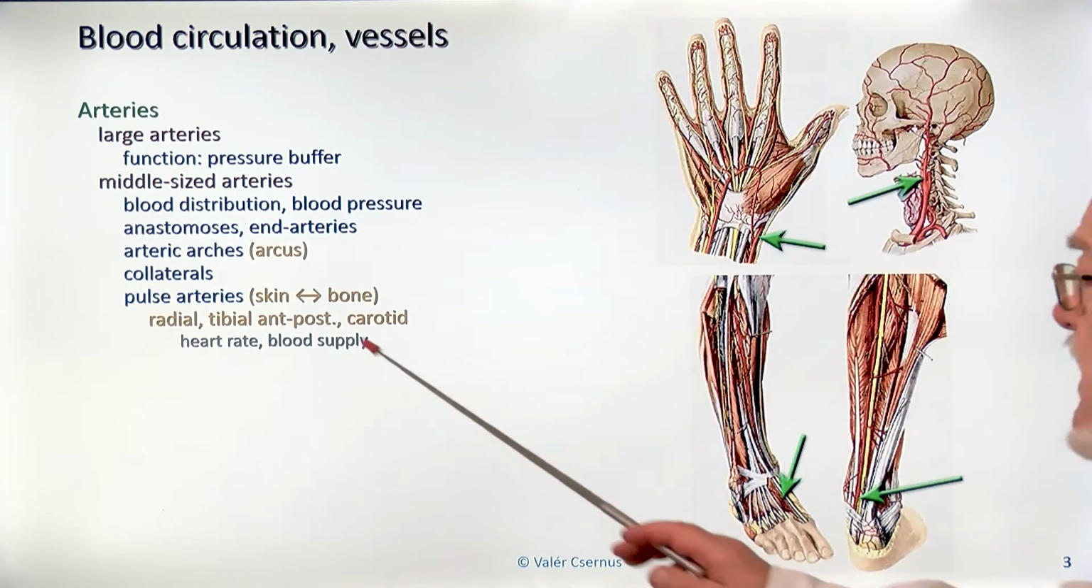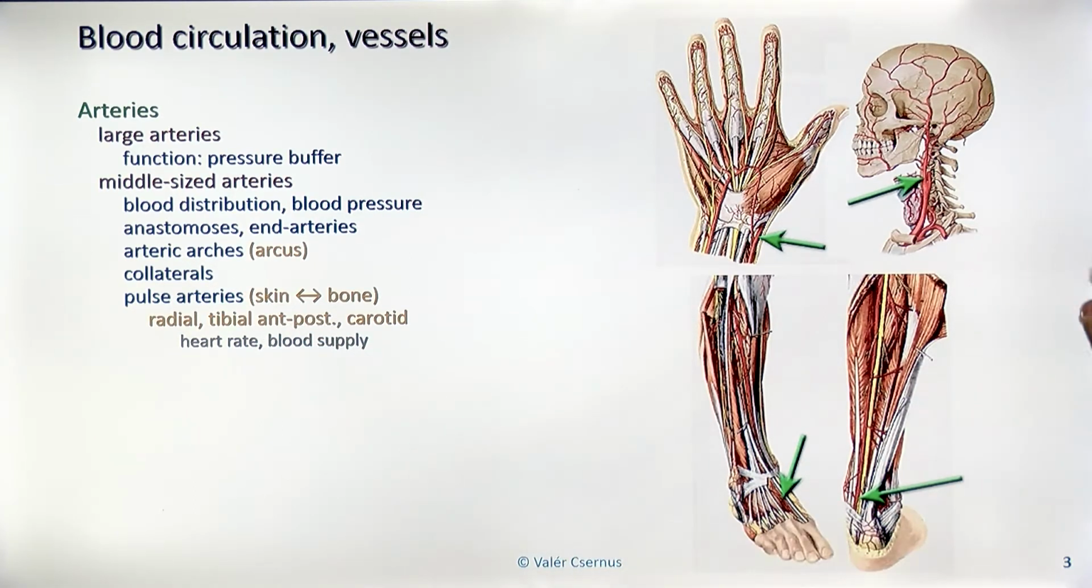Another term is pulse arteries. In certain areas, we have arteries between the skin and the bone. So if you make a slight pressure on the skin in this area, the most obvious and best known is the radial artery on the wrist. This is between the skin and the bone. We can feel the pulse, which means how the heart pumps.